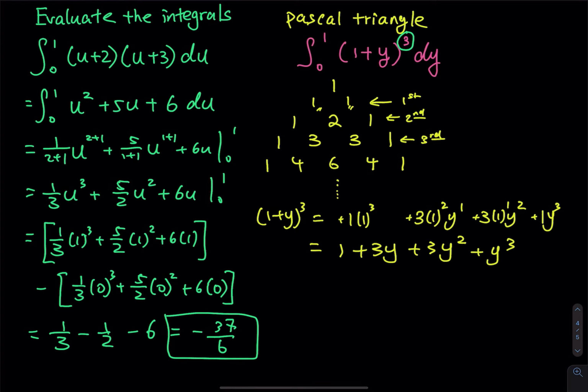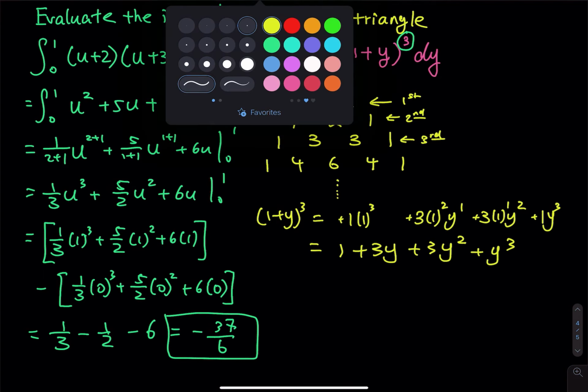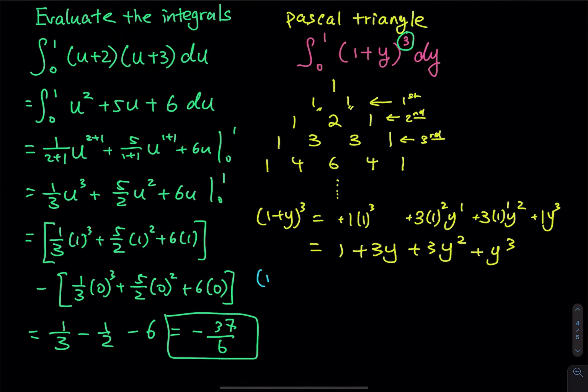Now, you might ask me, hey, what if I have 1 minus y to the third? So that would be 1 minus 3y plus 3y squared, and then minus y to the third. So the pattern for plus is all plus. The pattern for minus is plus, minus, plus, minus. So that's how you open up a plus and a minus. All right. So now back to this problem.